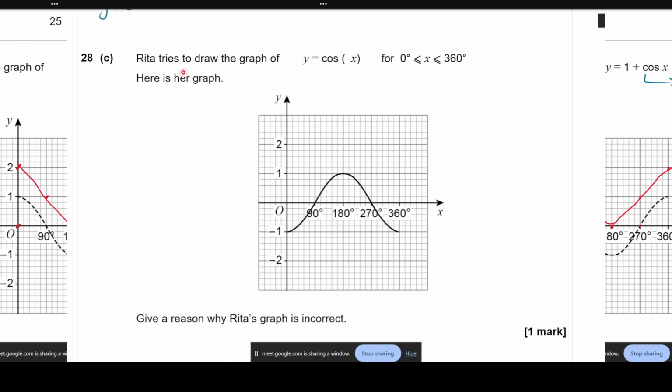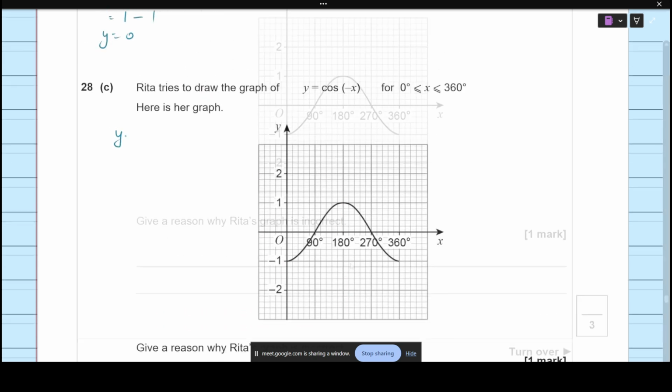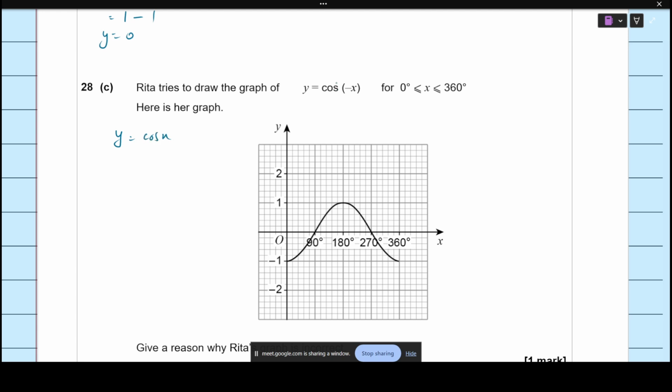In this position, Rita tries to draw the graph y is equal to cos negative x. Here is her graph. Give a reason why Rita's graph is incorrect. y is equal to cos x and y is equal to cos negative x are the same. If I put x is equal to 0 here, y would be cos 0, and cos 0 is equal to 1. So y would be equal to 1. It means at x is equal to 0, the value of y should be 1, not negative 1. That graph is wrong because she confused negative x and positive x.